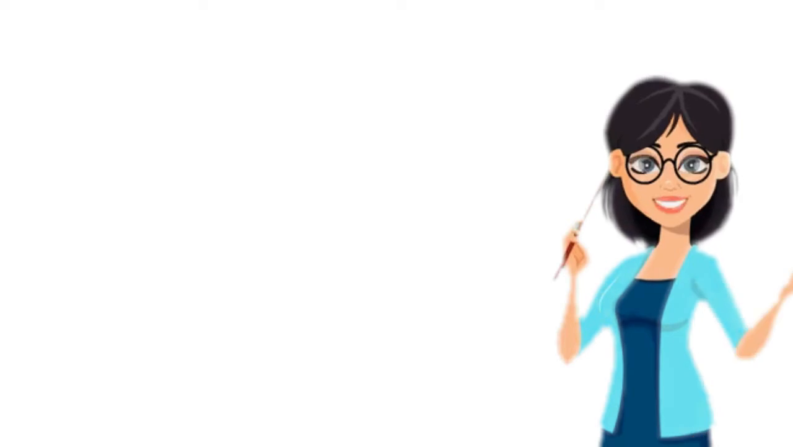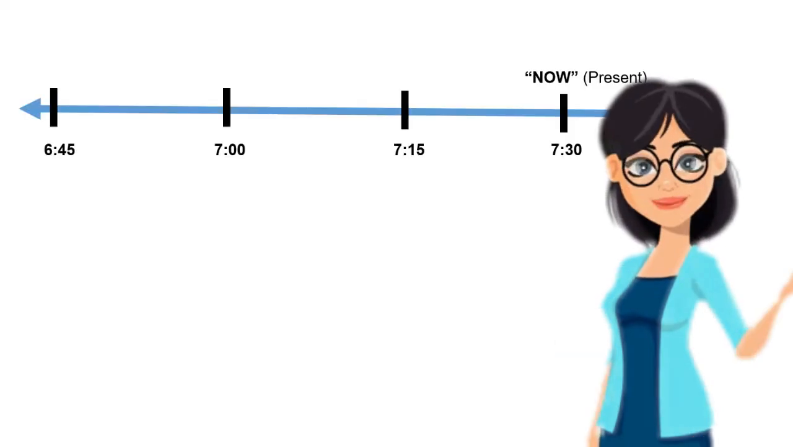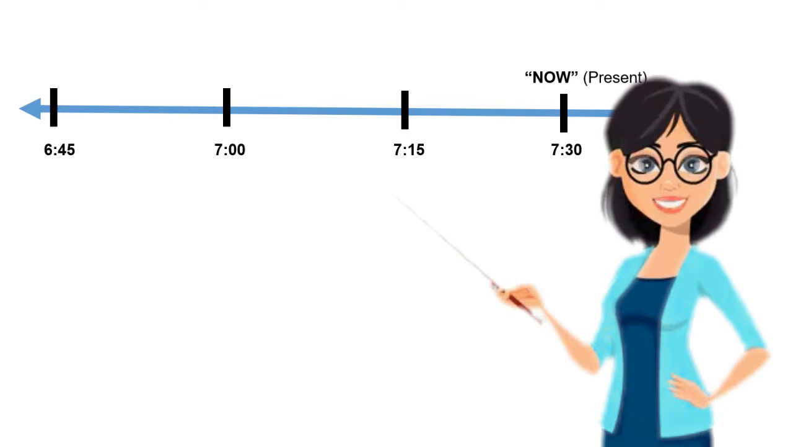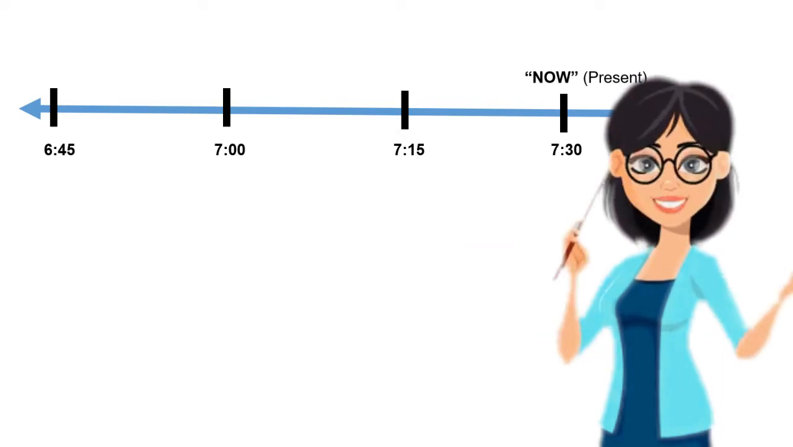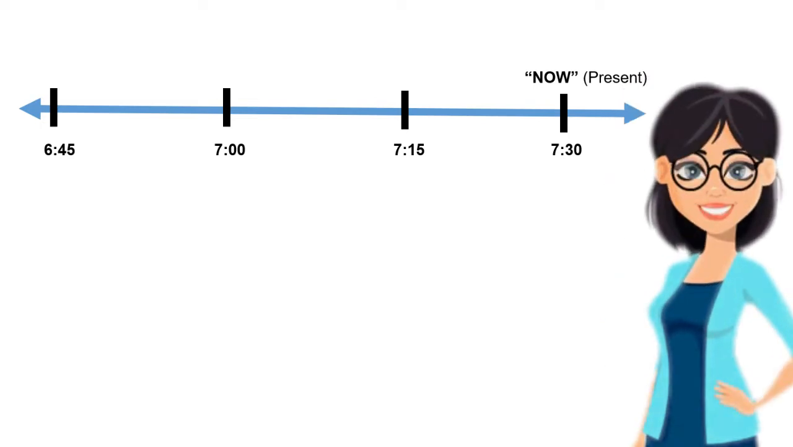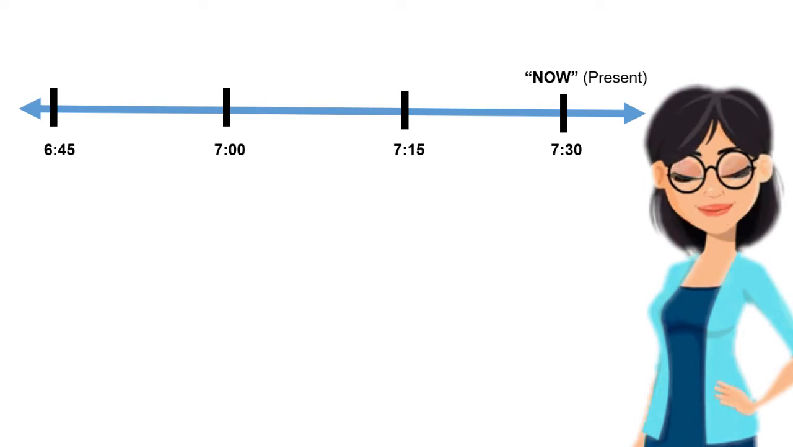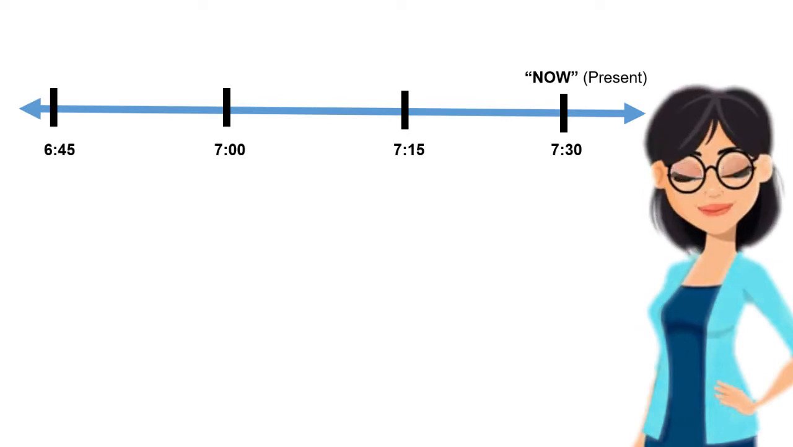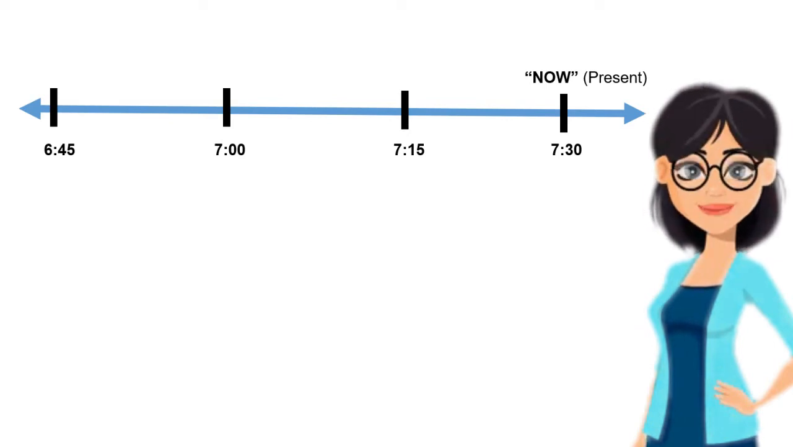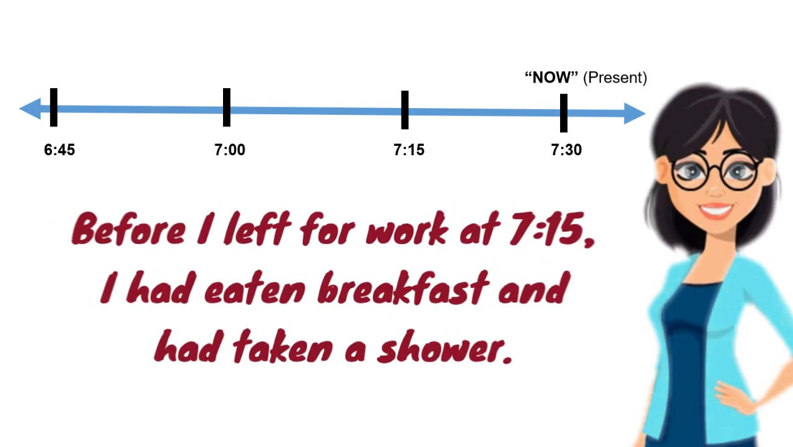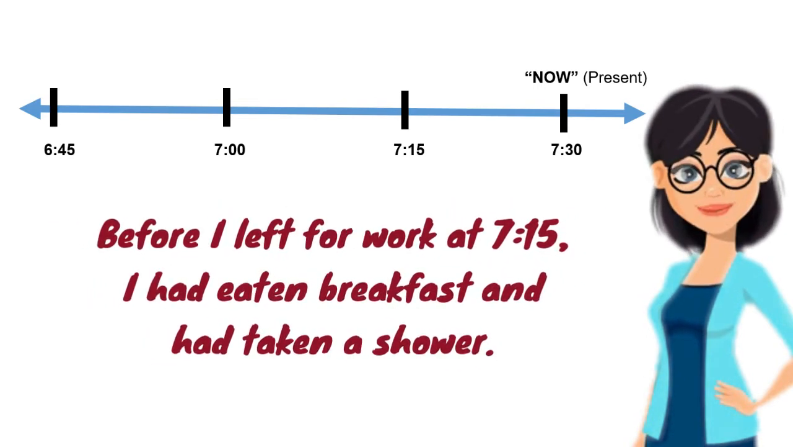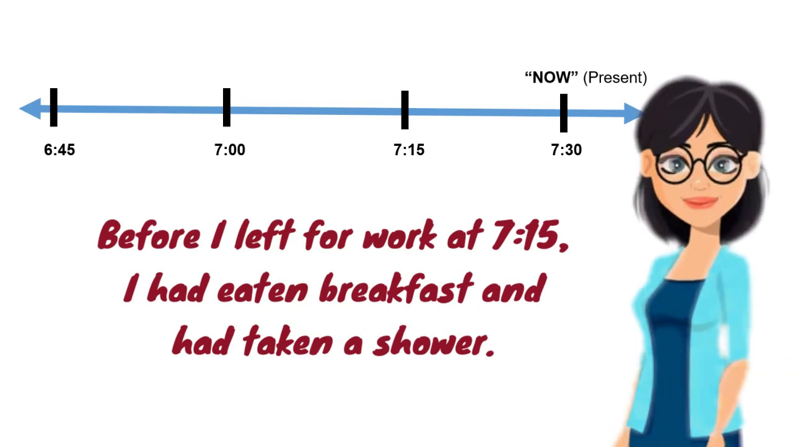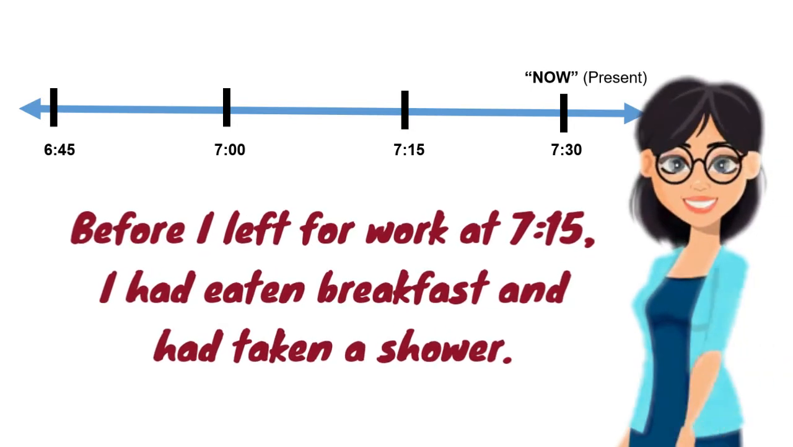Now, let us have the same timeline and let's say that it is 7:30 now and again, we are talking about things that happened before now or before 7:30. We have the same time period, 6:45, 7 o'clock, 7:15, and 7:30. Okay, let us analyze this sentence. Before I left for work at 7:15, I had eaten breakfast, and I had taken a shower.